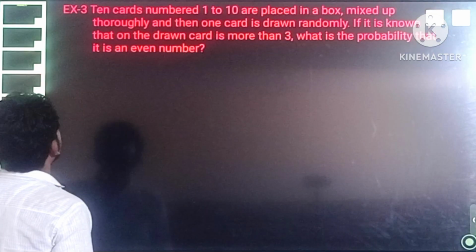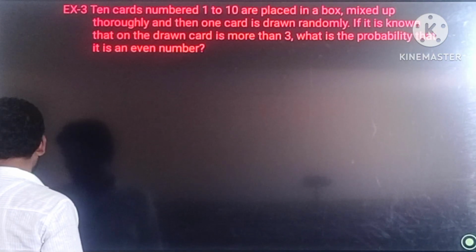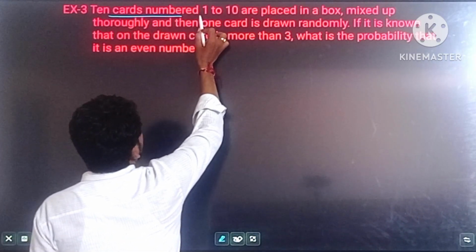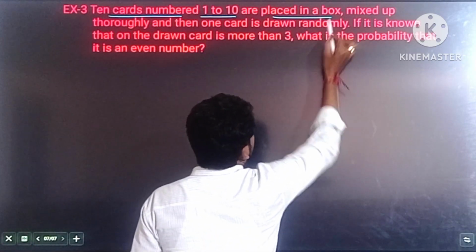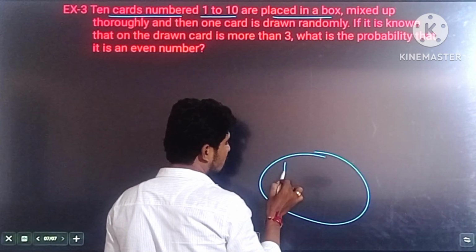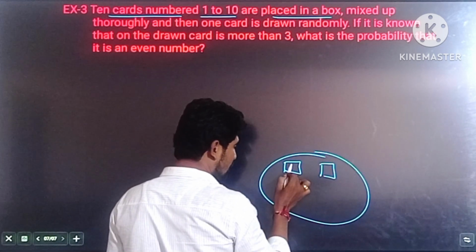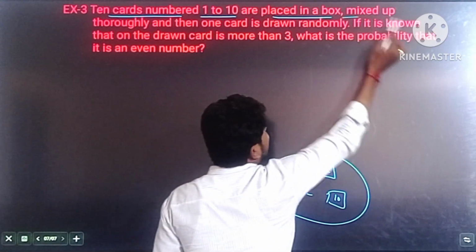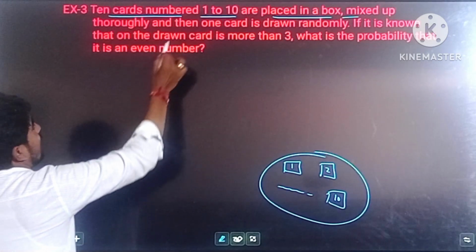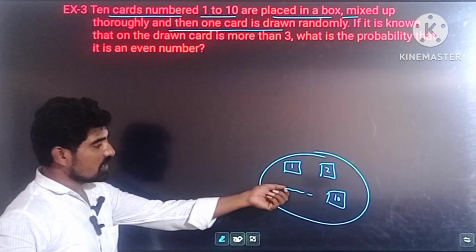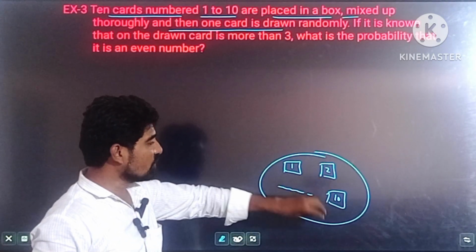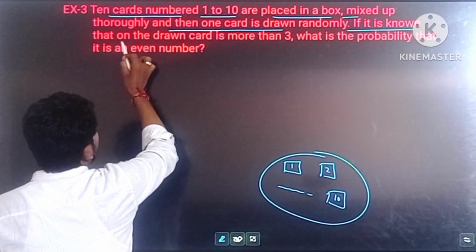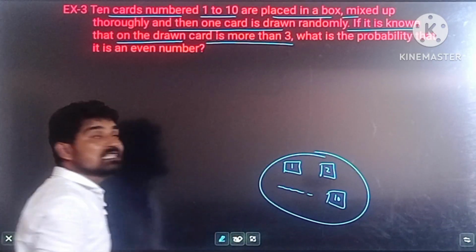And the next question is: 10 cards numbered from 1 to 10 are placed in a box. There is one box, and in the box there are 10 cards numbered from 1 to 10, mixed up thoroughly, and then one card is drawn from the box randomly. It is known that the drawn card number is more than 3.